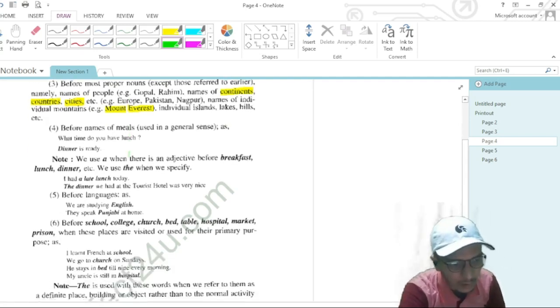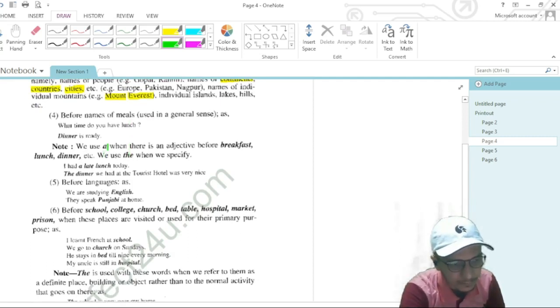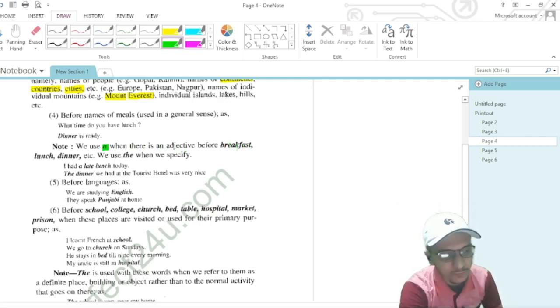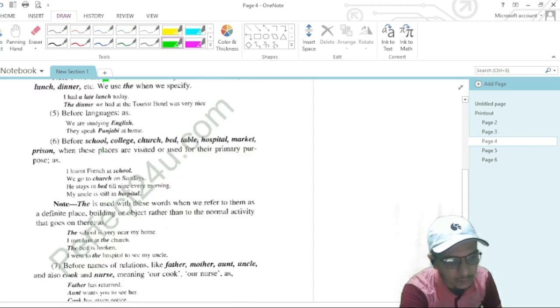We use a when there is an adjective before breakfast, lunch, dinner, etc. We use the when we specify. "I had a late lunch today. The dinner we had at the tourist hotel was very nice." Before languages, as "We are studying English. They speak Punjabi at home."